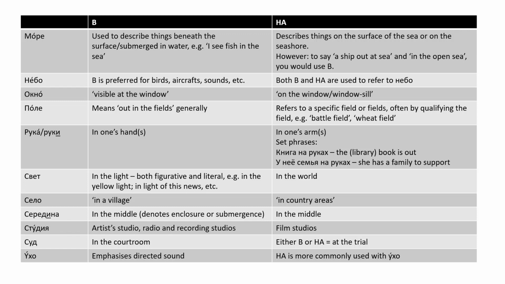Then we've got okno, meaning window, and v okne means visible at the window, whereas na okne means on the window or on the windowsill. So flowers on the windowsill, for example.